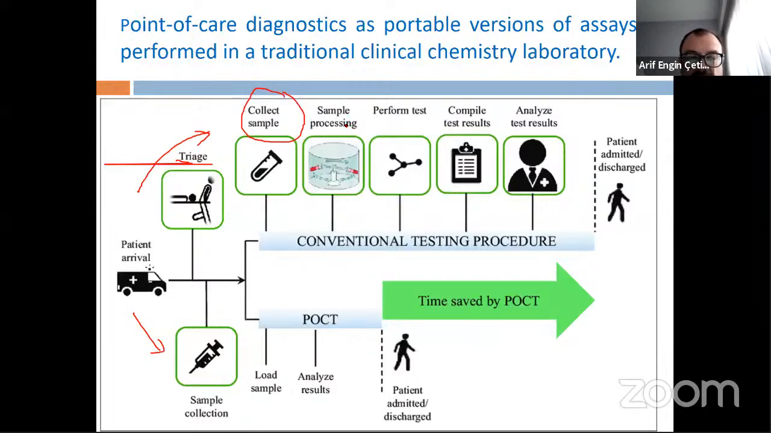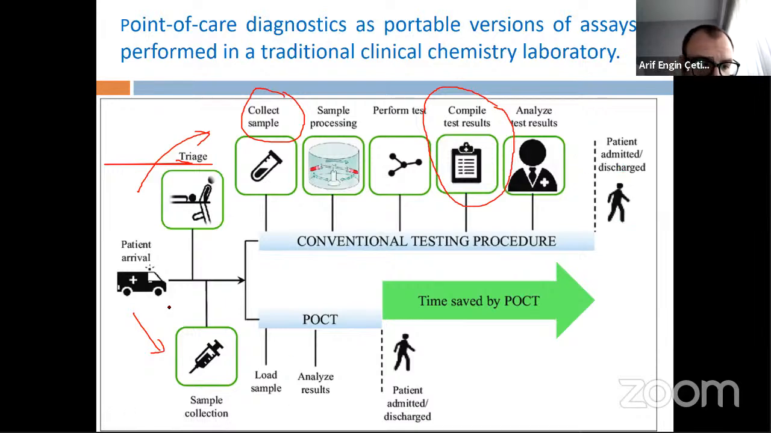This could be urine, blood, or any other patient sample. So they collect the sample, they process the sample, perform tests, and from the tests they compile results. So that clinician again sees your test results, and either tells you to take medicine, stay in the hospital, or be discharged.